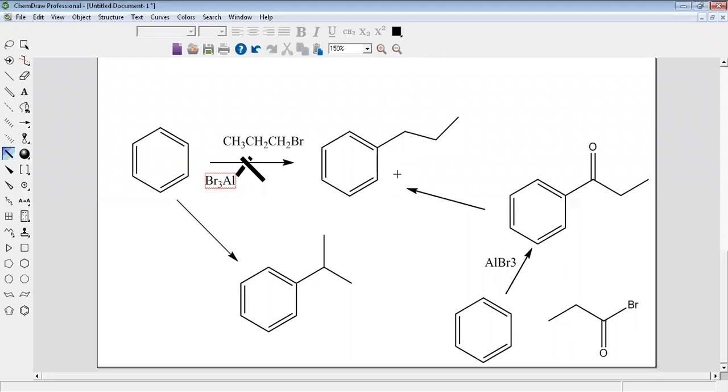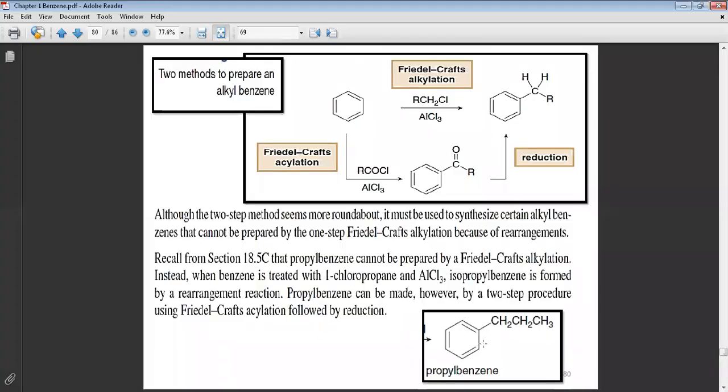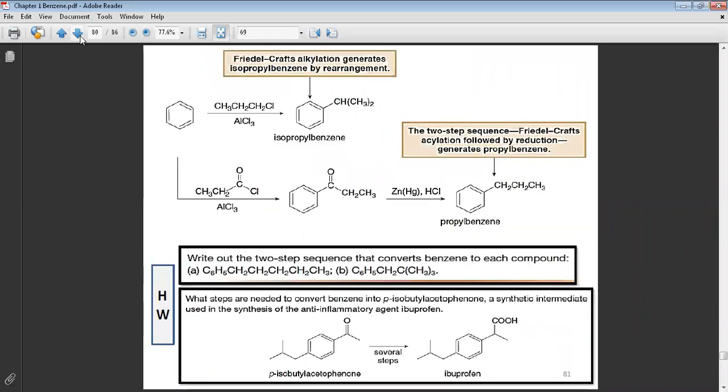I want to prepare this compound. This is a propyl benzene. We can prepare this propyl benzene by using Friedel-Crafts alkylation or by using acylation and reduction. Which one is best? By using Friedel-Crafts alkylation, we don't get our desired compound. We will get this compound. Why? Because rearrangement will happen for the alkyl group.